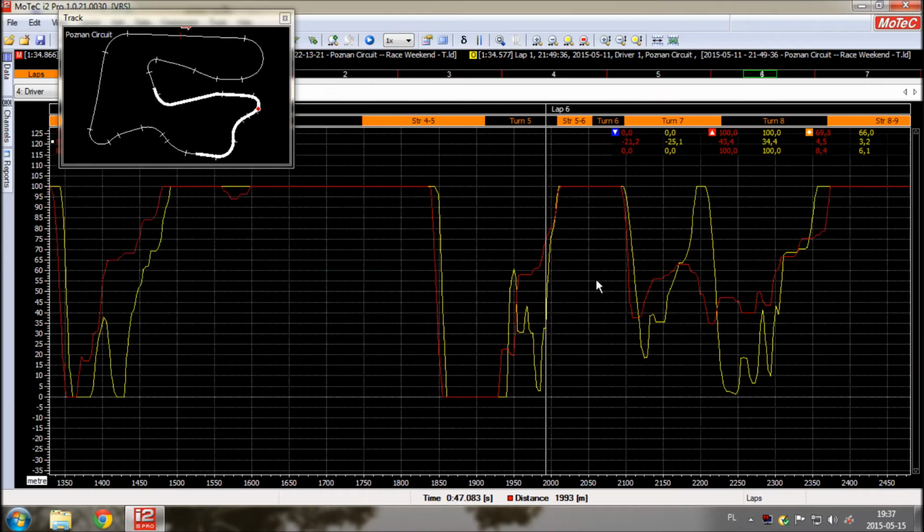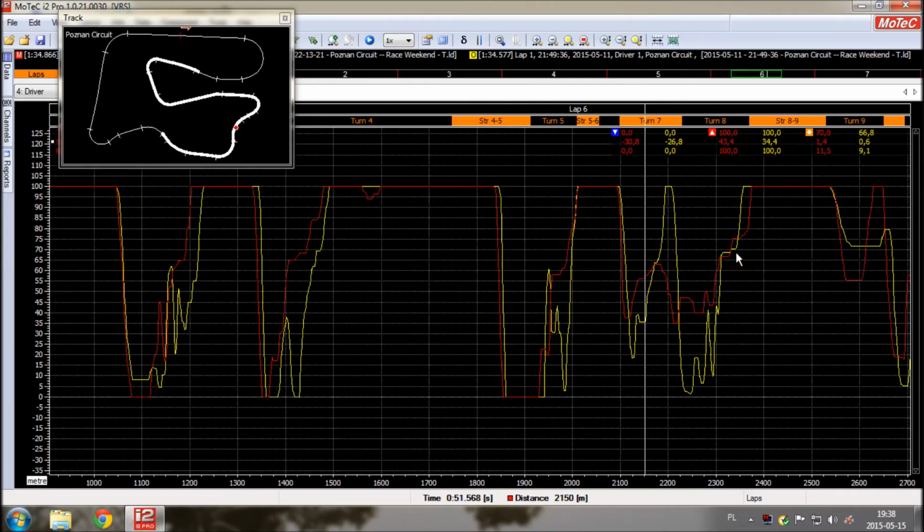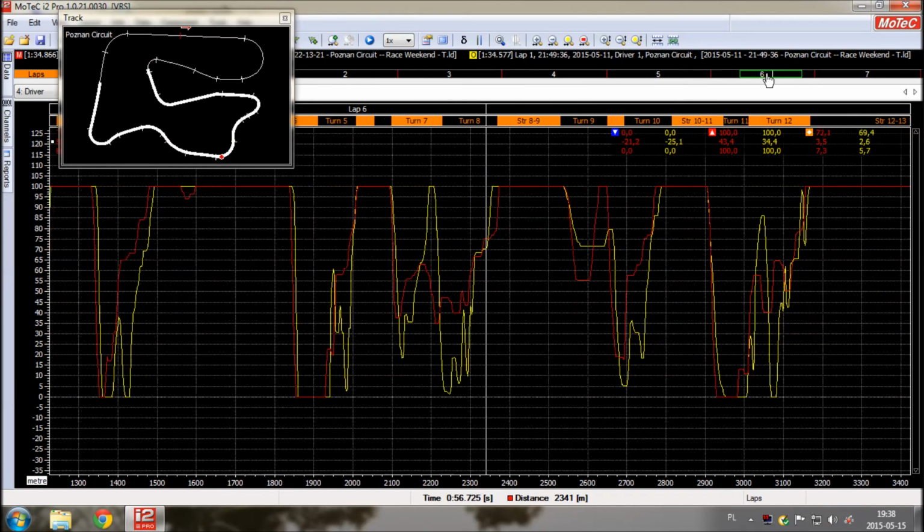And then again we can say that through the section the throttle work was, comparing to the first stint, smoother, but in general it wasn't smooth, but it was an improvement, and that's a good thing. Okay, and then we exit this section. We have a small straight, and what happens here?